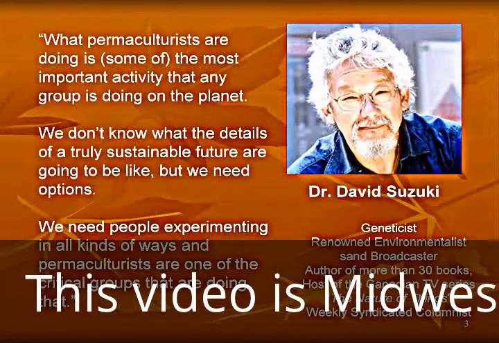But slide number 3 here, Dr. David Suzuki, he's well known in Canada. He's been an environmentalist for 30 years, a geneticist, but he made this interesting quote. He said, what permaculturists are doing is some of the most important activity that any group is doing on the planet. That's pretty high praise, but he goes on to say, we don't know what the details of a truly sustainable future are going to be like, but we need options. We need people experimenting in all kinds of ways, and permaculturists are one of the critical groups that are doing just that.